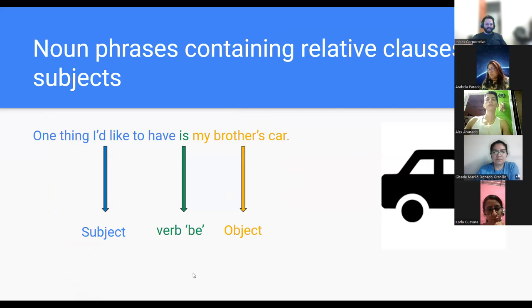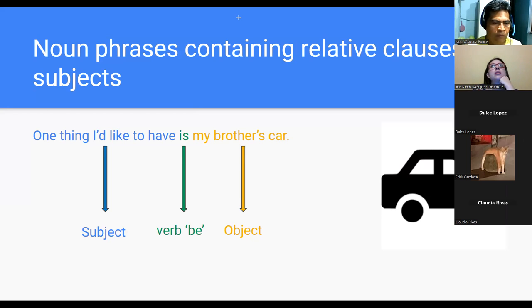All right, guys, so if I say, what is a phrase to you? What would be the definition of a phrase to you? How would you explain that? What do you think? What is a phrase to you, guys? How can you define that?